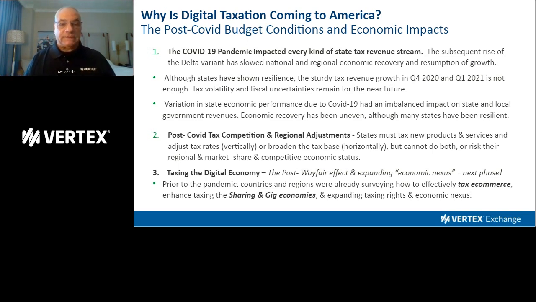Obviously, 2 years of the distance economy has slowed the national and regional economic recovery. And we are almost out of this, but we're still in a recovery mode. We are only resuming growth as we pass the first of the stages, but we are literally still in an inflationary period. So that is actually retarding growth a little bit. And the states, nevertheless, have shown a little sturdiness, a little resilience.